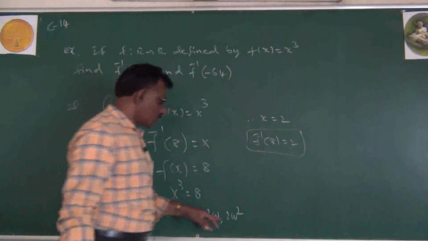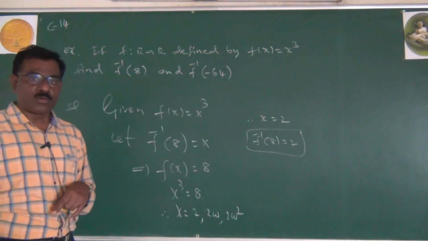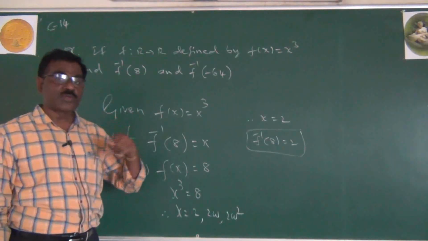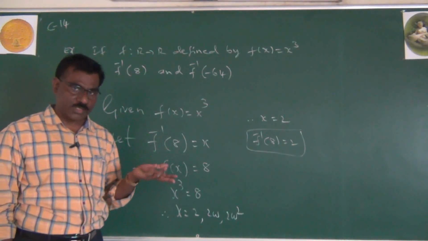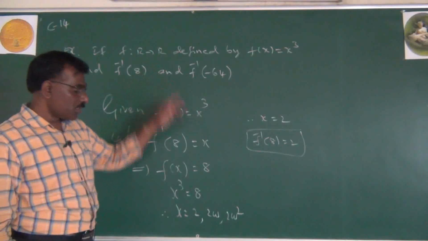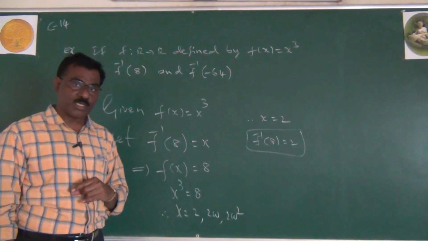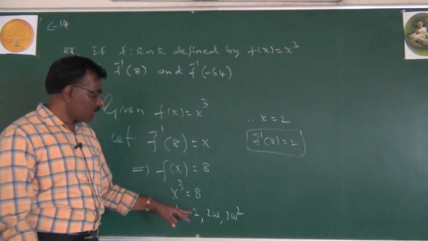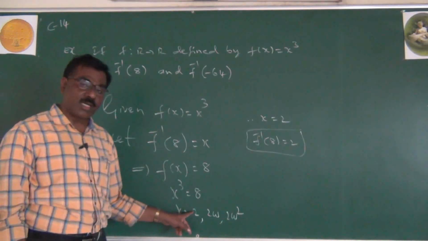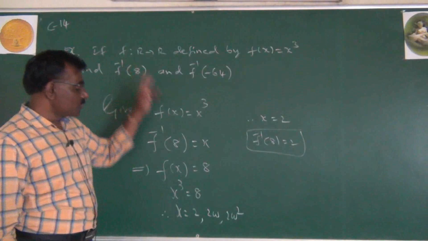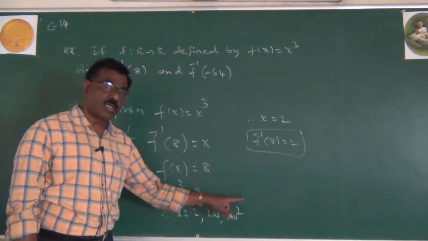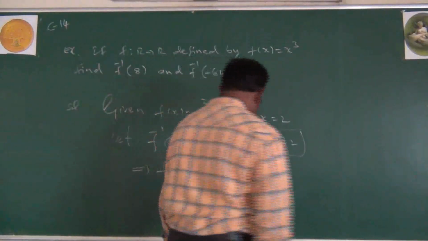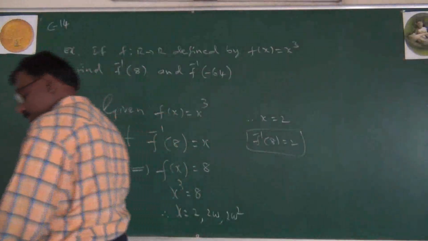Why are these two not possible? Because the mapping is from R to R. If I take the mapping from C to C, complex to complex, all the 3 are possible, because every real number is also a complex number. So when it is R to R, only one answer, and when C to C is given, all 3 are possibilities. This is the important question, where he is asking to find f inverse of 8.